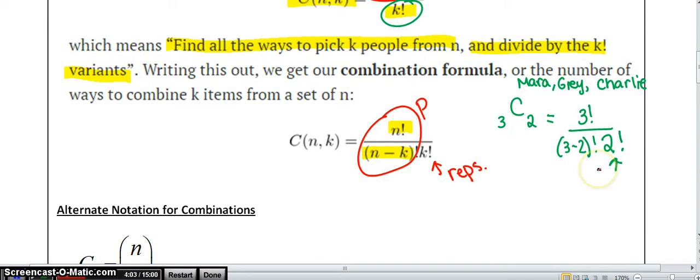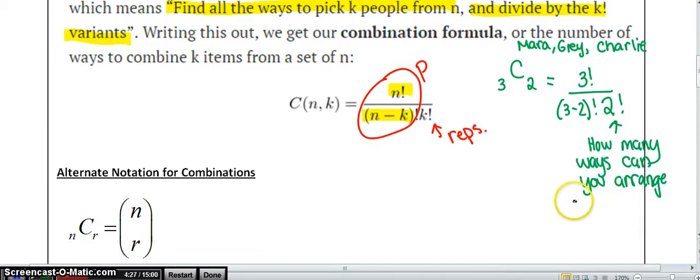2 factorial will compute how many ways you can arrange the 2 you pick. So how many ways can I arrange Mara and Gray?